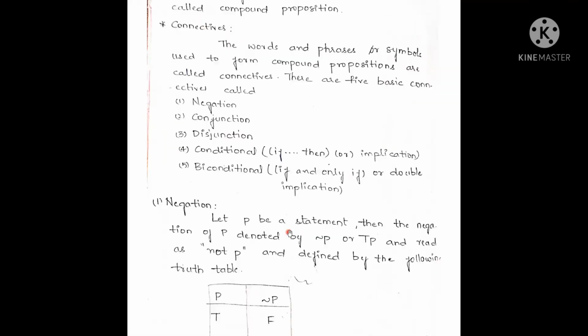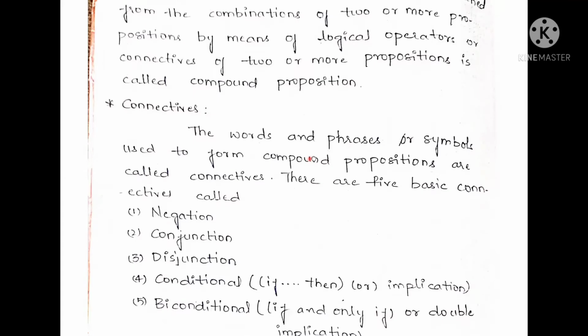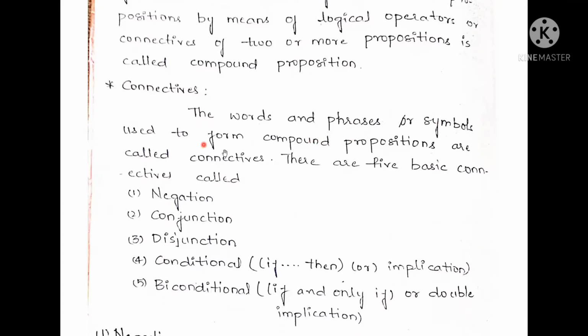Now coming to the next definition. A proposition obtained from the combination of two or more propositions by means of logical operators or connectives is called a compound proposition. Next, coming to a very important definition, connectives. The words, phrases or symbols used to form compound propositions are called connectives.